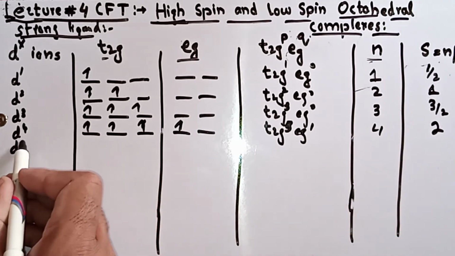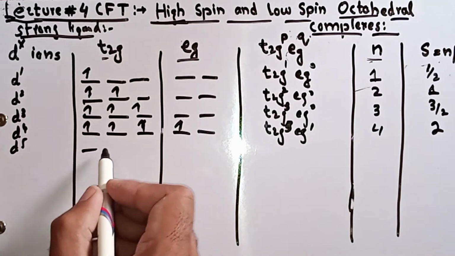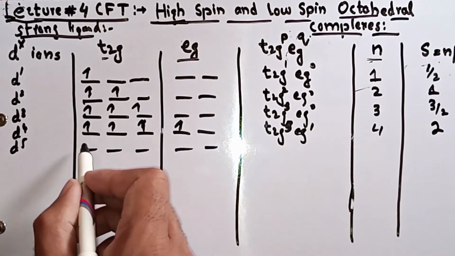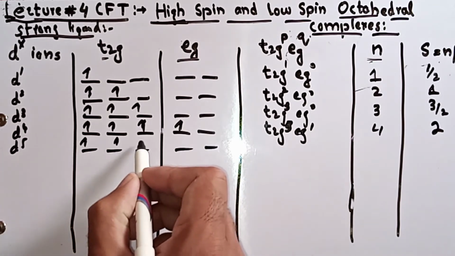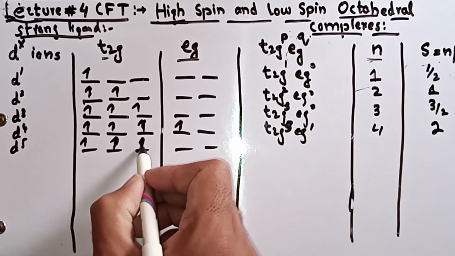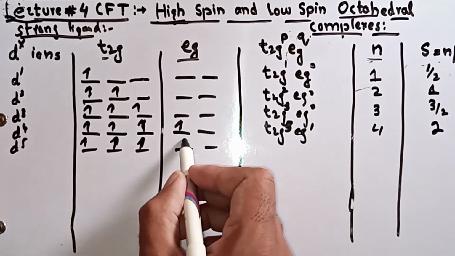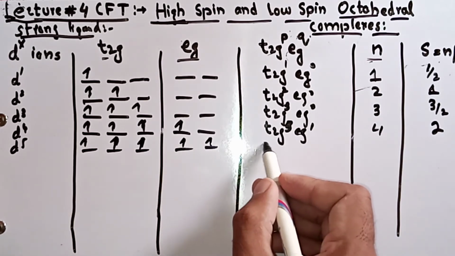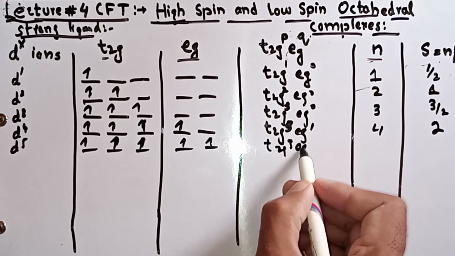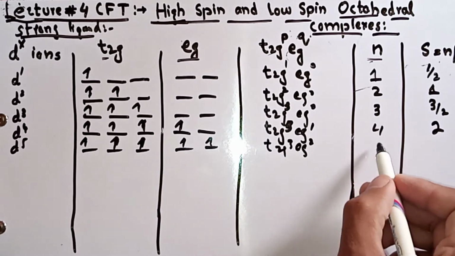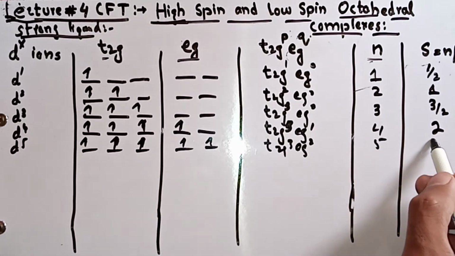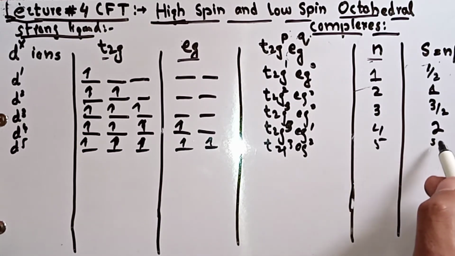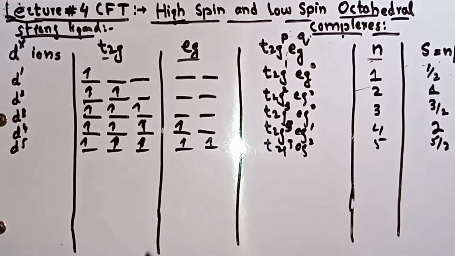When the system is D5, what will happen? The electrons first go into T2G as well as EG. All will be singly filled, so T2G has 3 electrons and EG has 2 electrons. So the total unpaired electrons is 5. So 5 divided by 2 is the resultant spin.